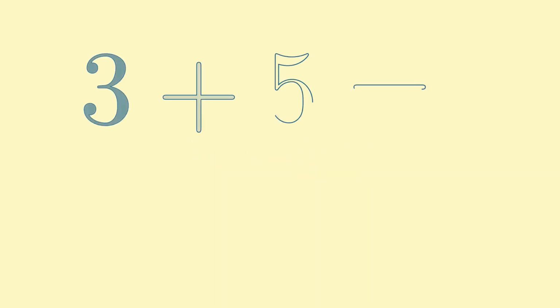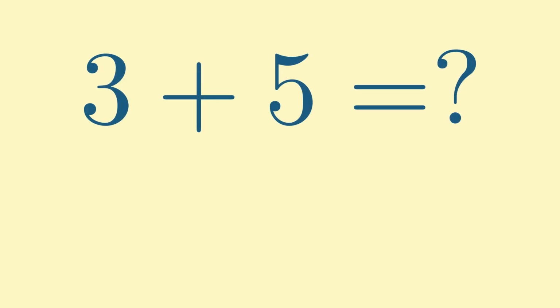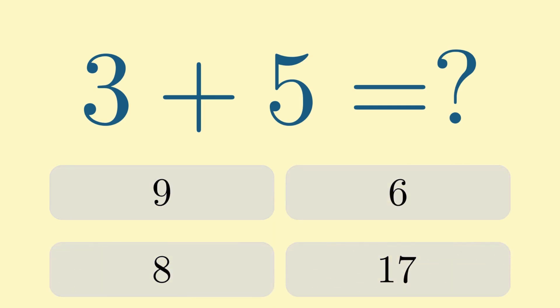What is 3 plus 5? Take a look at the 4 answer choices below. You have 5 seconds to choose the correct answer. 5, 4, 3, 2, 1. Time's up. The correct answer is 8.